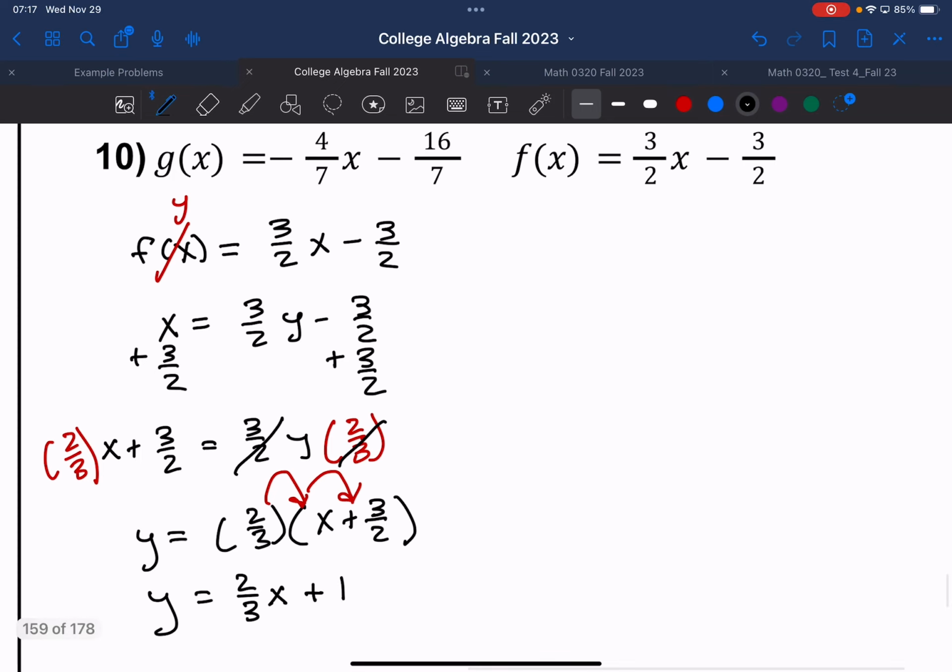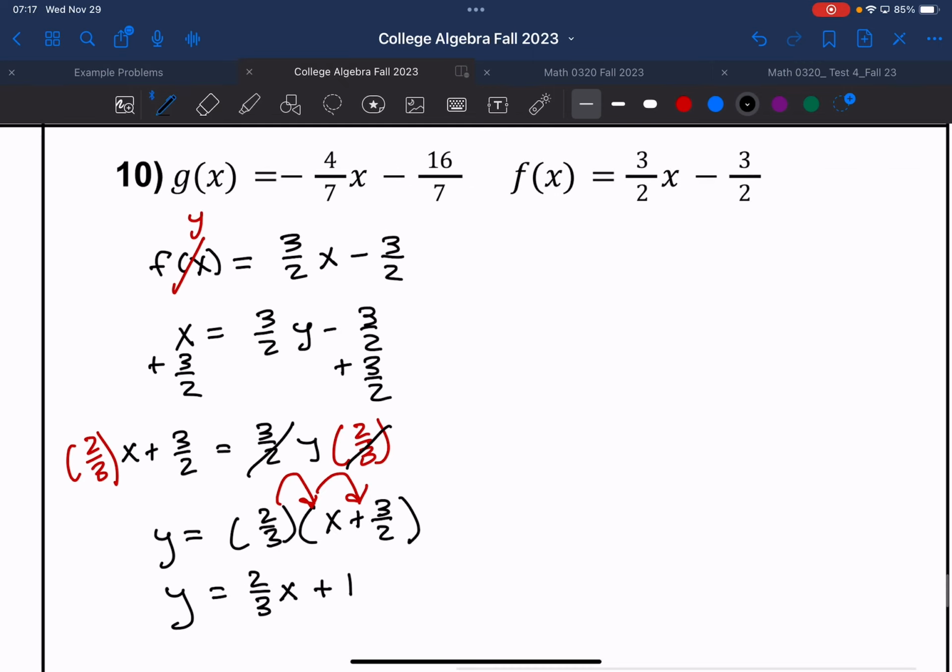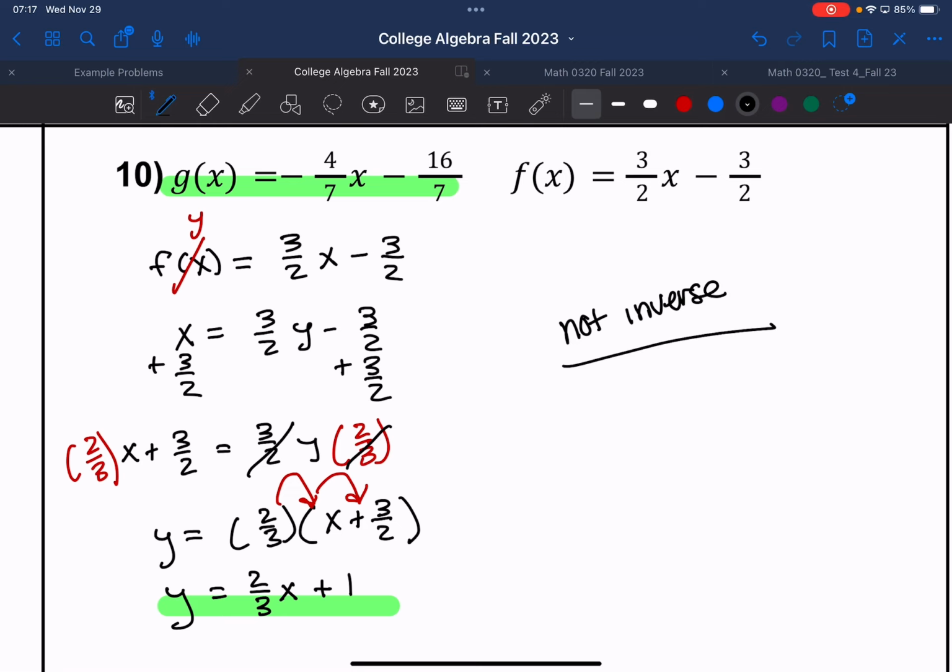So now we're checking if this, y equals 2/3 x plus 1, matches our g of x function, negative 4/7x minus 16/7. Yes or no? No, not even close. So this does not match this. So that tells us what? Not inverses. And you would have got the same answer going back and choosing g of x as your original equation.